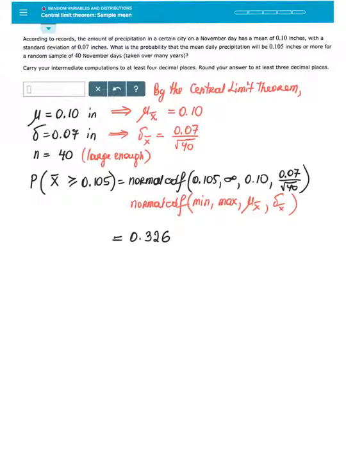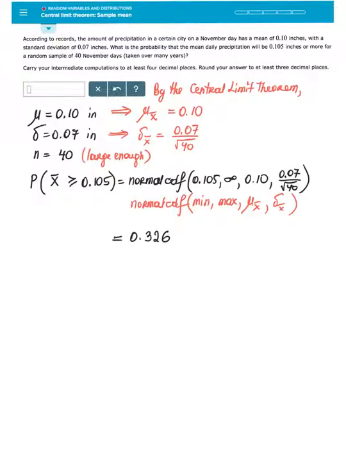According to records, the amount of precipitation in a certain city on a November day has a mean of 10 inches with a standard deviation of 700 inches. What is the probability that the mean daily precipitation will be 105,000 inches or more for a random sample of 40 November days, taken over many years? Carry your intermediate computations to at least 4 decimal places and round your answer to at least 3 decimal places.